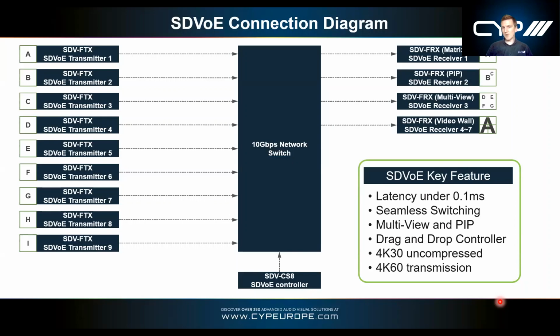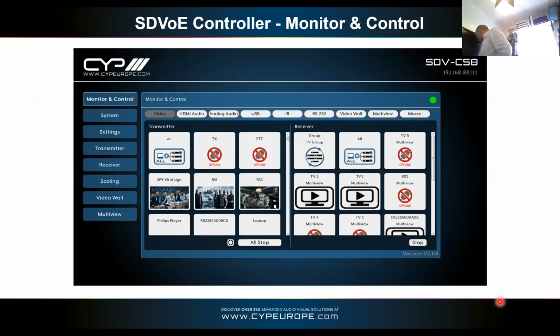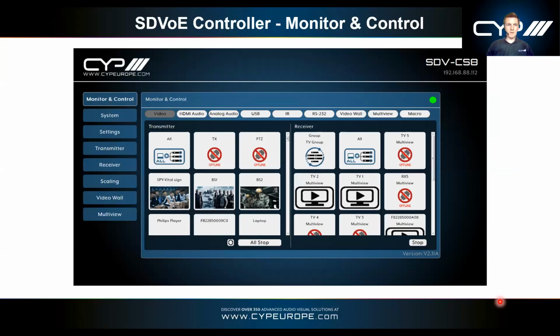Multi-view and picture-in-picture, as we've said. The control system is a doddle to use. If any of you have seen our IPCS7 where you drag and drop, this works very similar. Just drag and drop the transmitter to the receiver. And then as it says there, 4K 30 uncompressed and 4K 60 transmission over the system. We'll now go into the web GUI a little bit. So I'll hand you over to Kev to run through some of the key features of the CS8.